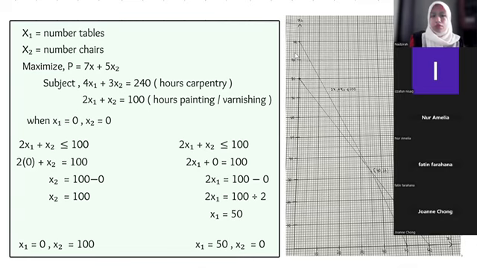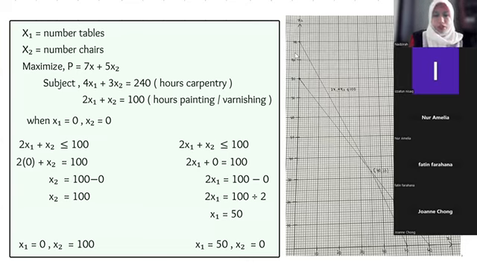Okay, based on the graph, we can see the x1 is number of tables and x2 is number of chairs. The maximized P is equal to 7x1 plus 5x2, which is the subject. First is 4x1 plus 3x2 equal to 240 for 240 hours carpentry. And second is 2x1 plus x2 equal to 100 of painting and varnishing.